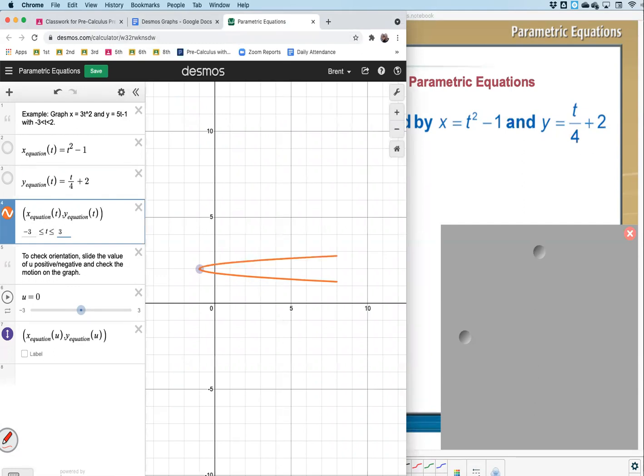Now, one of the things I did for you to make life much easier is help you out with orientation and where an object would be in a certain particular point in time. I did that right down here. It says to check orientation, slide the value of u, positive, negative, and check the motion of the graph. So basically, from start to finish, you can see which way the graph moves. You see what just happened with that purple? This is the start on the left. This is the finish. Did you see the purple move on the graph? You can tell the orientation. This graph is not always moving left, nor is it always moving to the right, but it is always moving upward. And so you describe this orientation as being moved upward. That's the orientation of this graph.